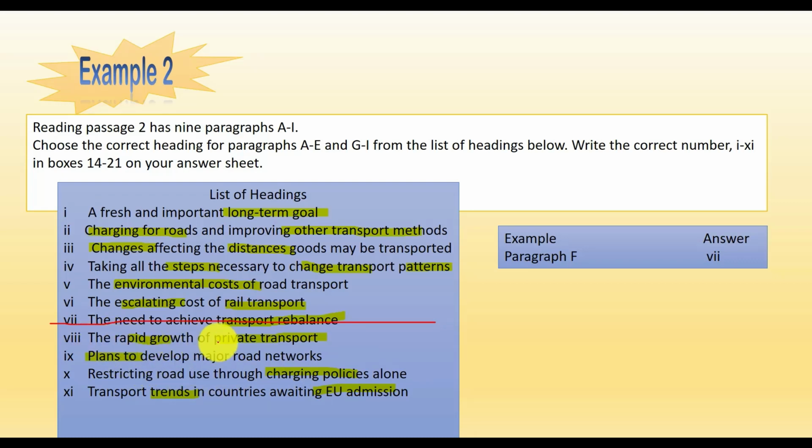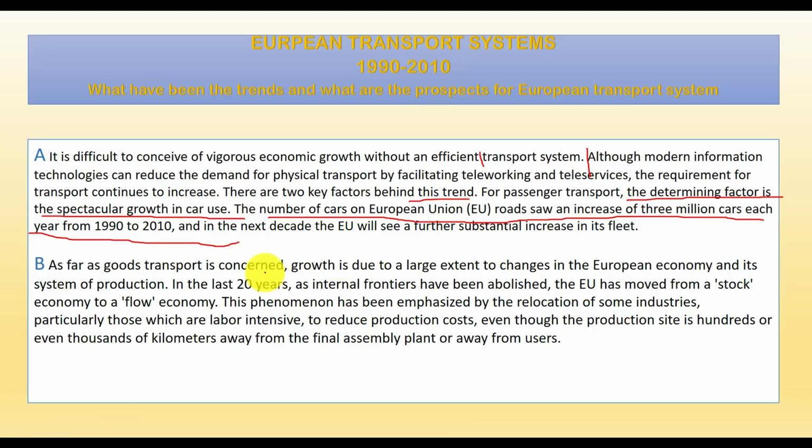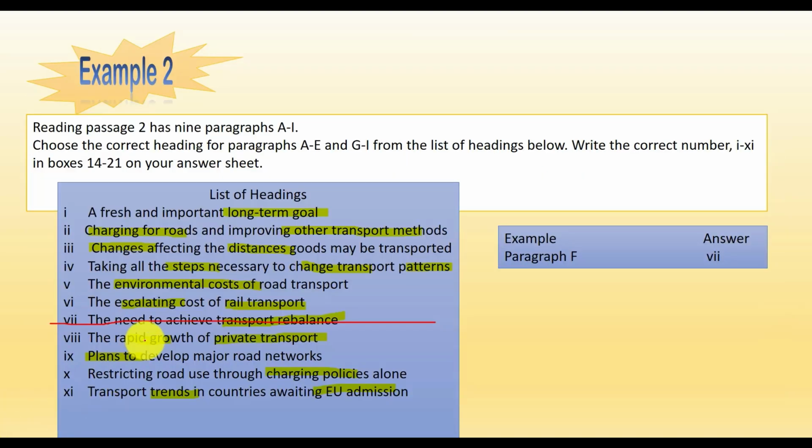And the rapid growth of private transport. That's very important. Okay, private transport can be paraphrased with car, and also the increase in number of cars in this paragraph. As you see, this paragraph has nothing to do with the countries awaiting to enter the EU, but it has something to do with an increasing number of cars. So the correct answer would be the rapid growth of private transport, okay. This is for paragraph A.